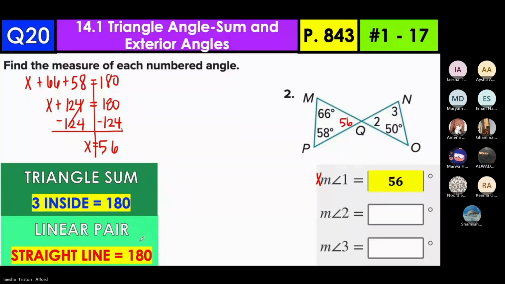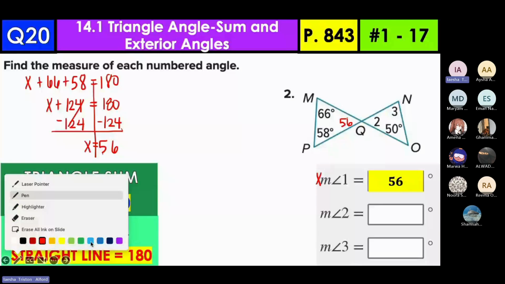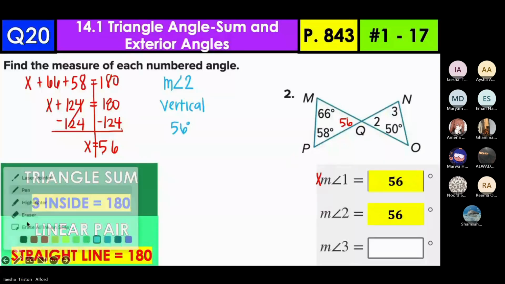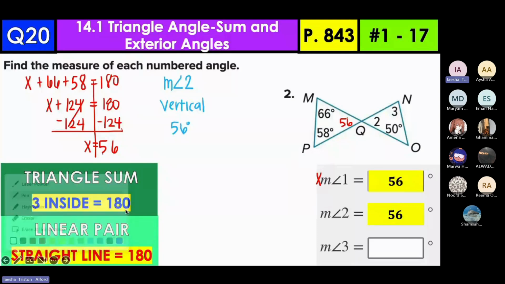Angle 2, vertical. 56, vertical. So the measure of angle 2, it is vertical. So same number, 56 degrees. Good. Erase the 2. Put 56. Now we need the measure of angle 3.